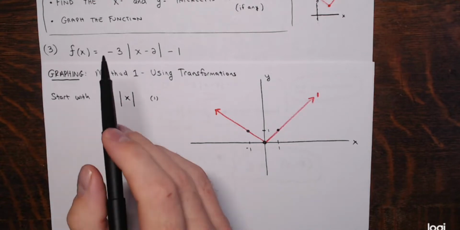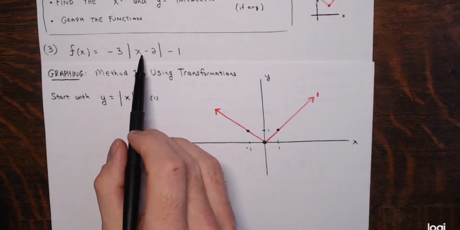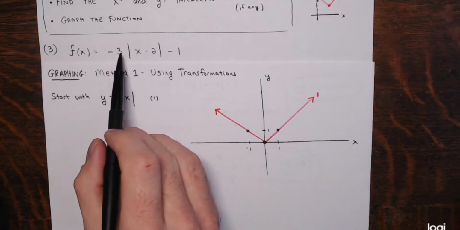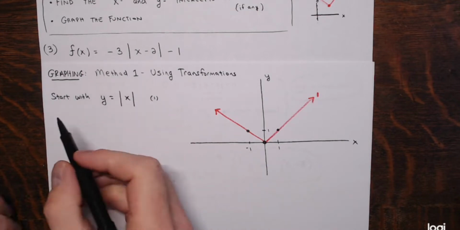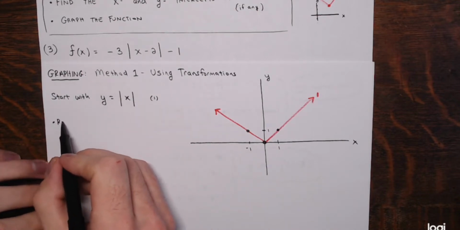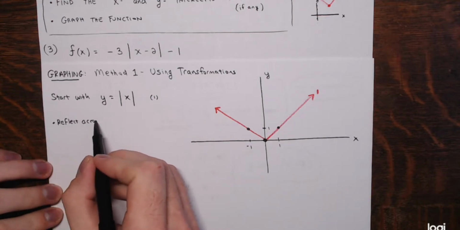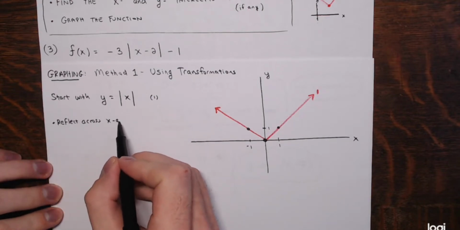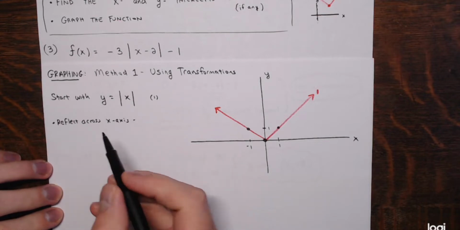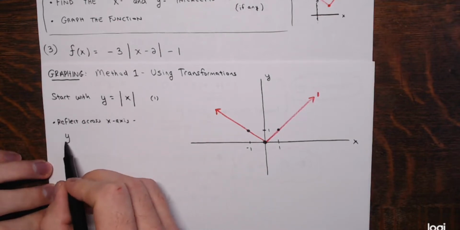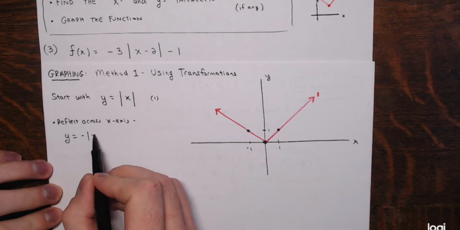All right, so the first thing I'm noticing is that this is multiplied by a negative number, so that's going to be our reflection. So we're going to first reflect across the x-axis, which means multiply this by negative 1. Y equals negative 1 times x, right? And this will be graph number 2.